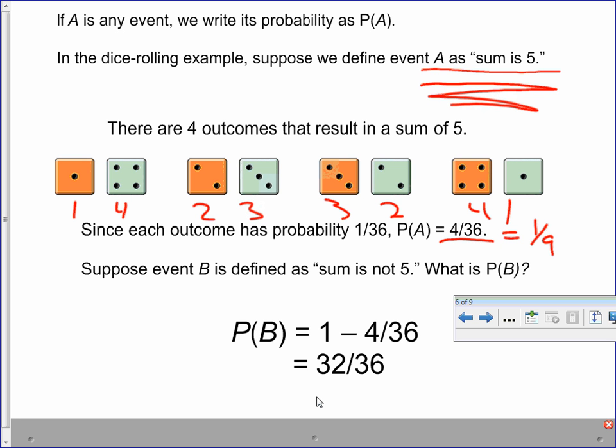And so the probability of something not happening is always 1 minus the probability of it happening, because probabilities of something happening and something not happening always add up to 1.